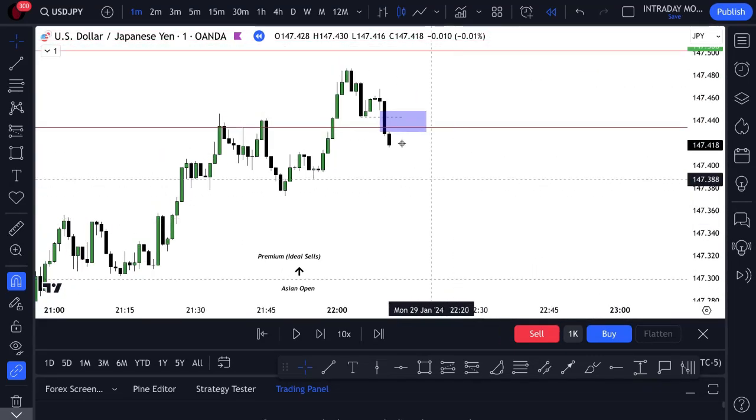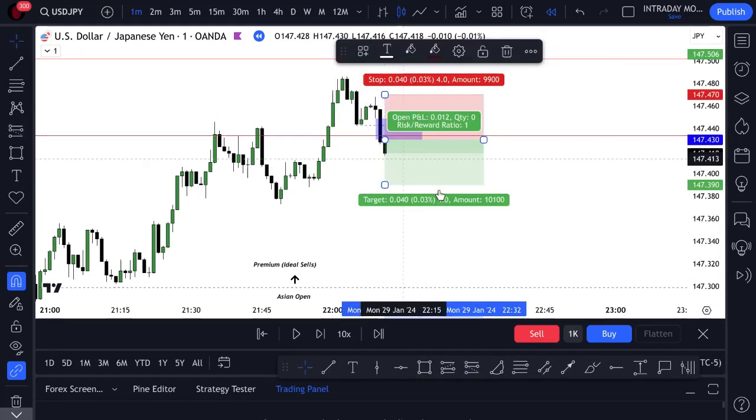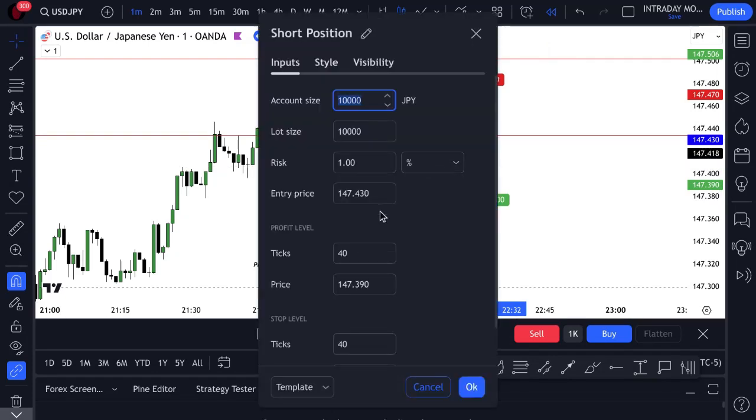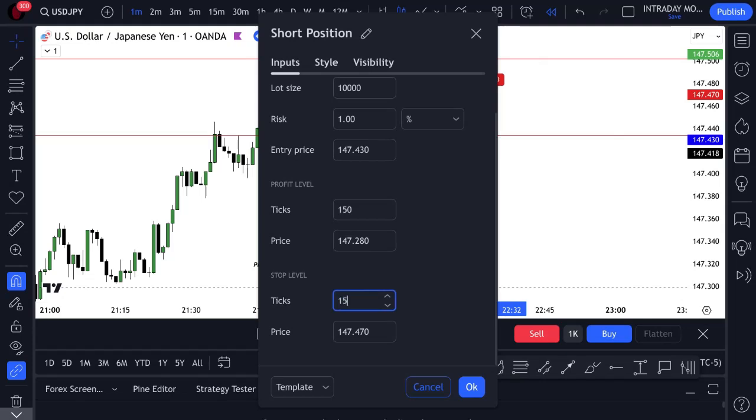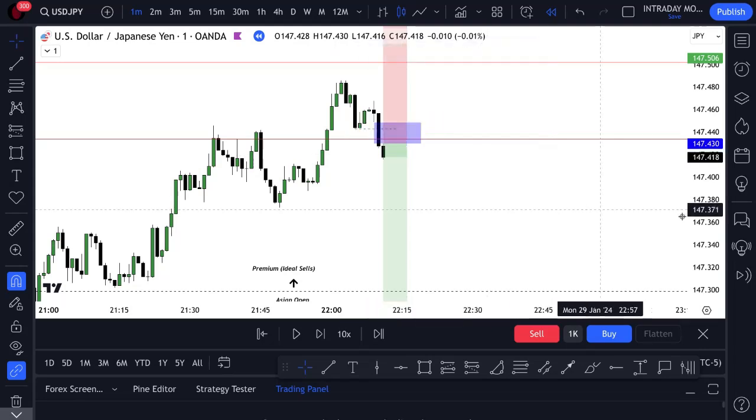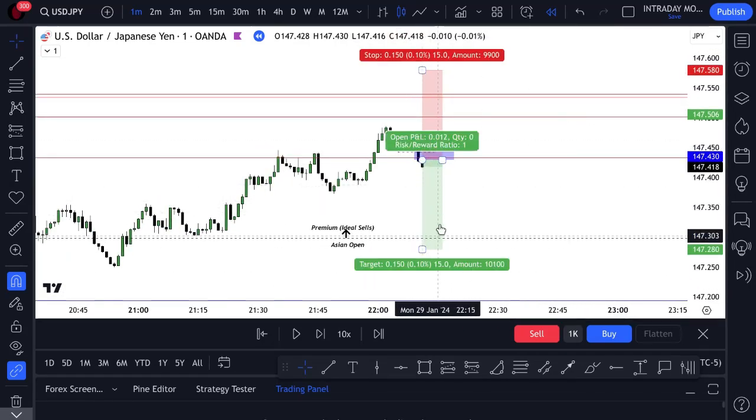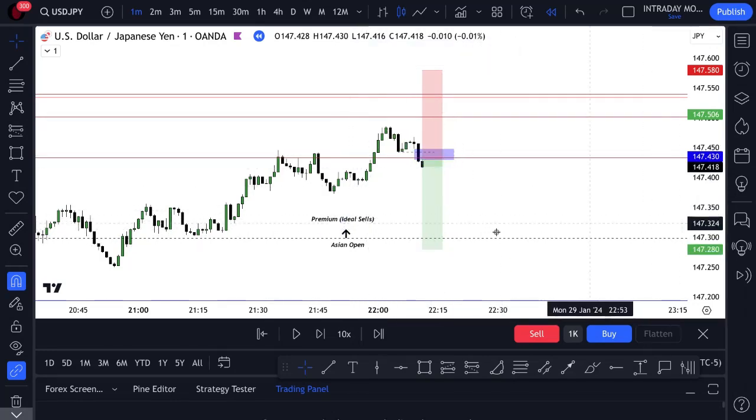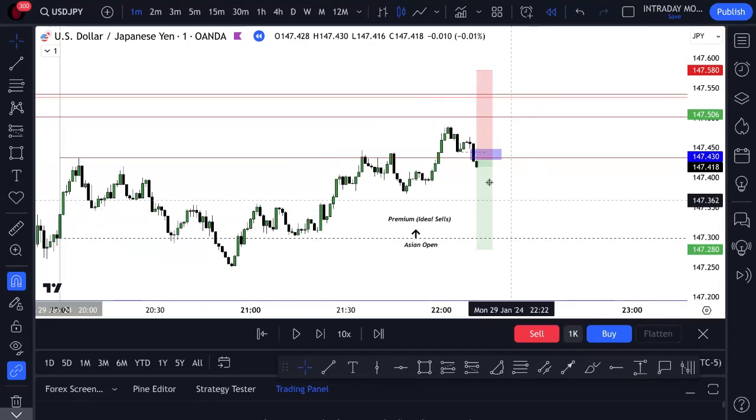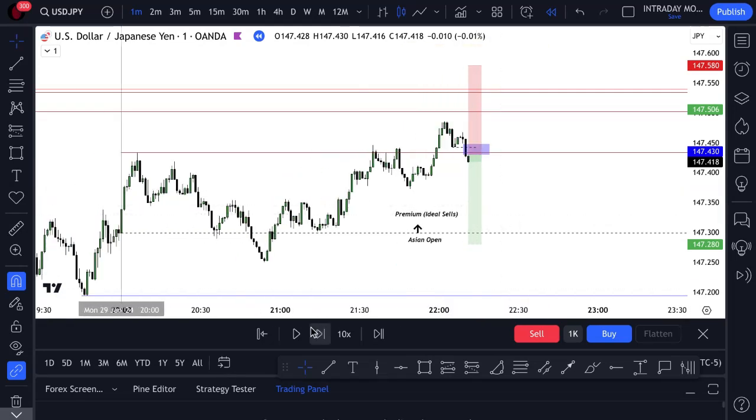So that's the entry technique, fair value gap through the swing low. What are we going to do? We're going to go short. We're looking for 15 pips profit and 15 pips stop loss, risking anywhere from 1% to 3% per trade, or even half a percent if you're very conservative. And that's what I like to see. At least our take profit is somewhere within the lines of fair value here.